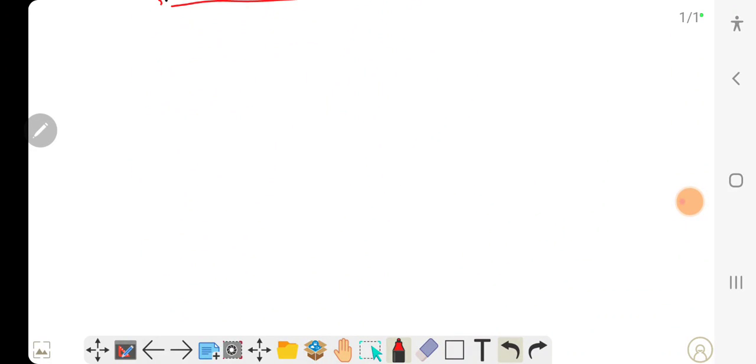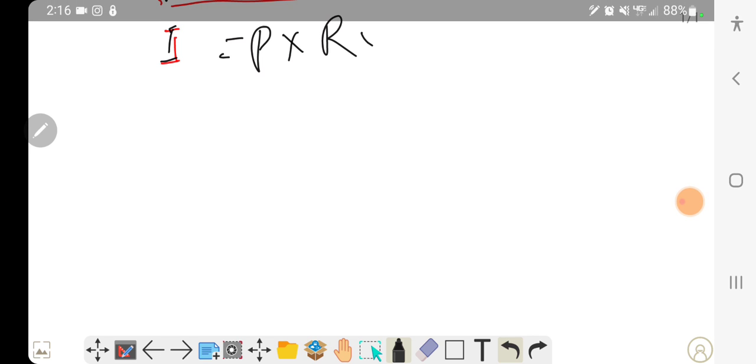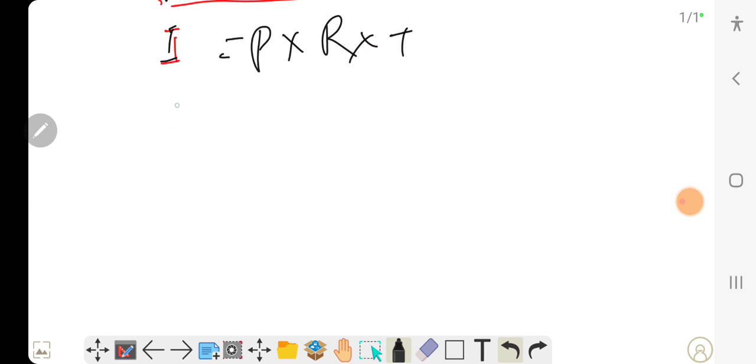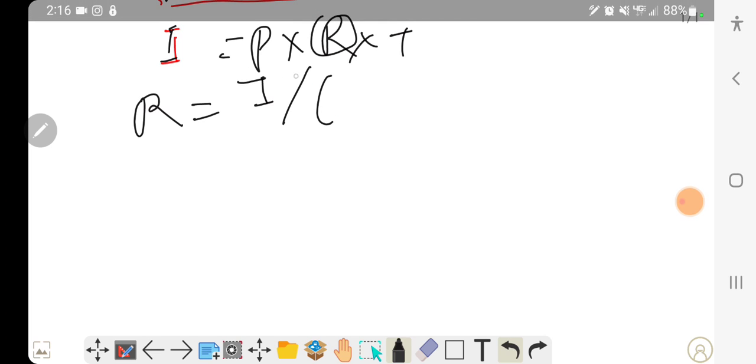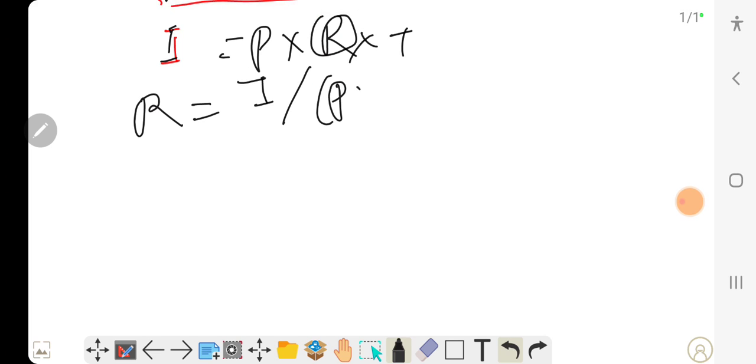So going forward, similarly, given the formula I equals P multiplied by R multiplied by T, we can compute the interest rate also. So R is going to be I divided by P multiplied by T, because we are going to compute R.